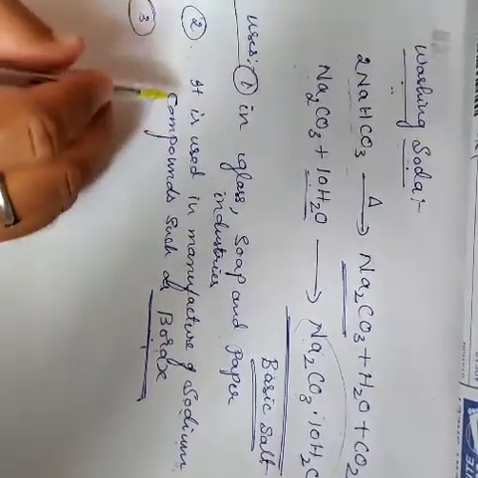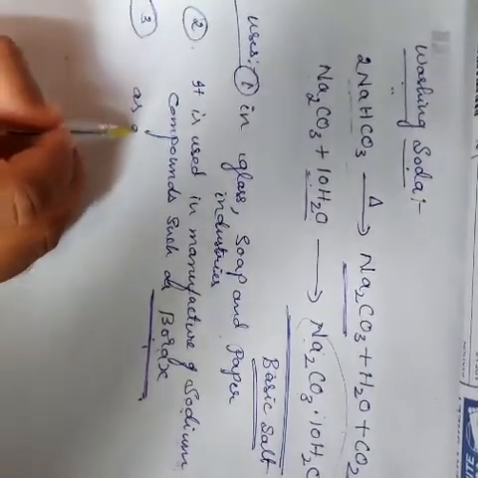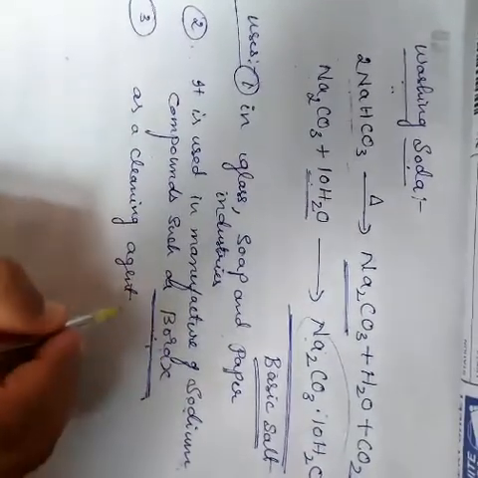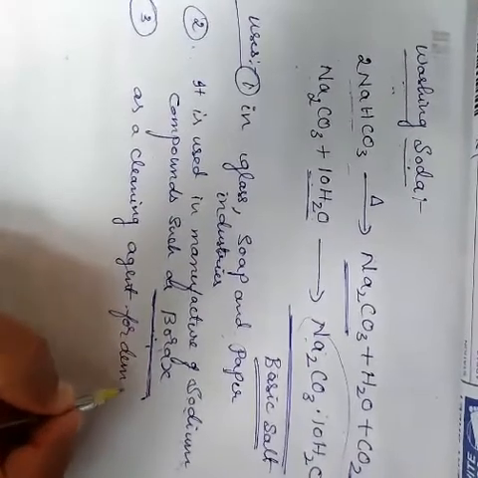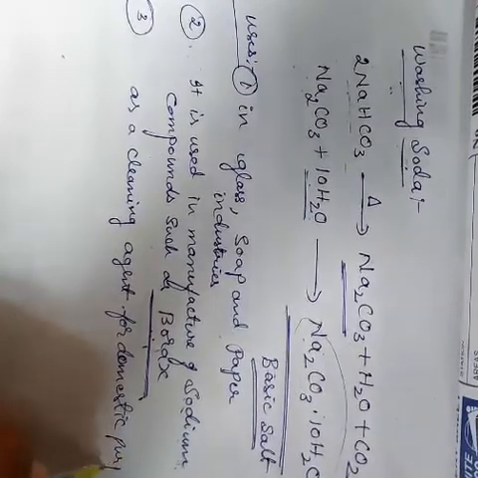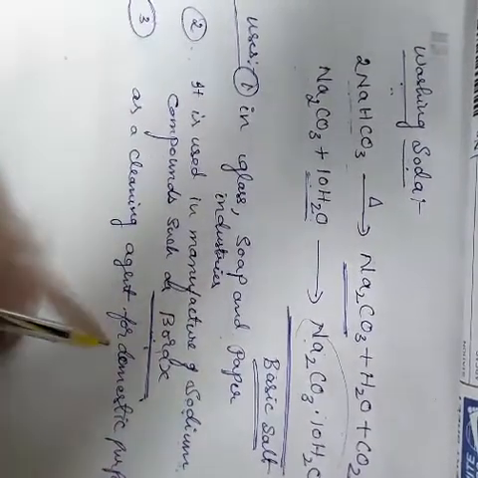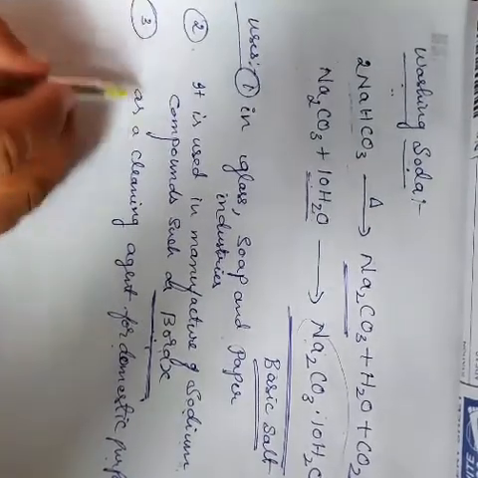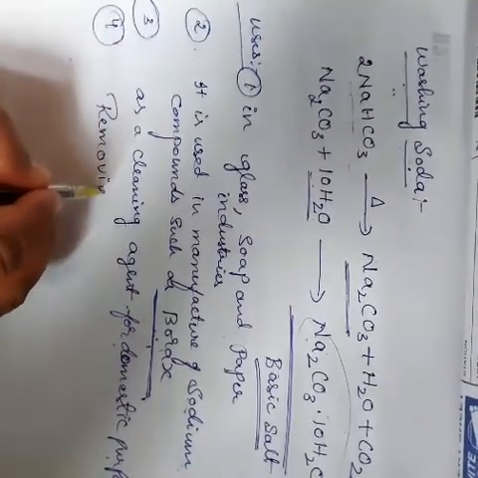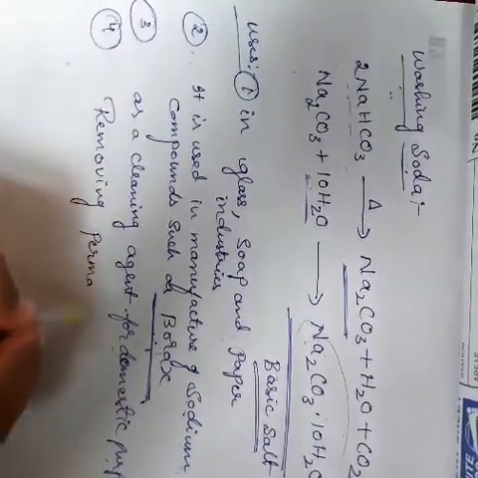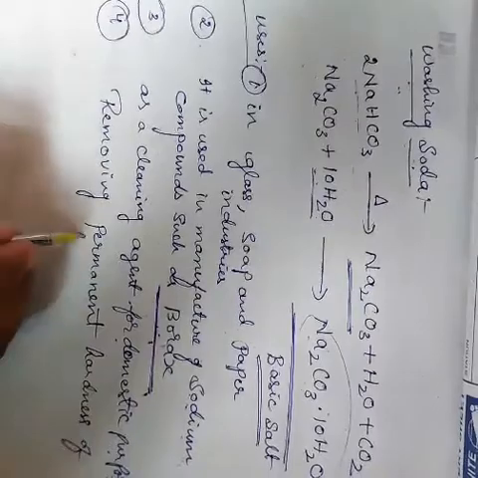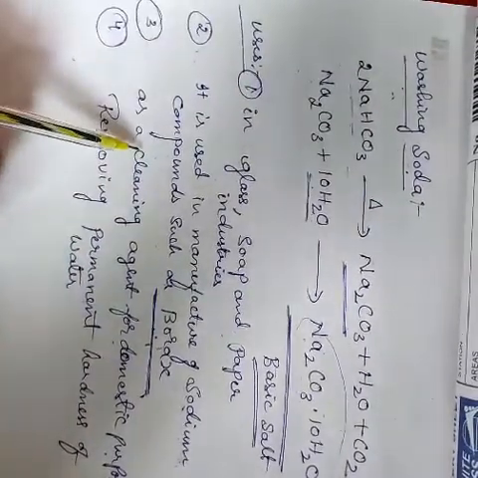Next, it is used as a cleaning agent for domestic purposes. And then one more point is there, removing permanent hardness of water. So these are the uses of washing soda.